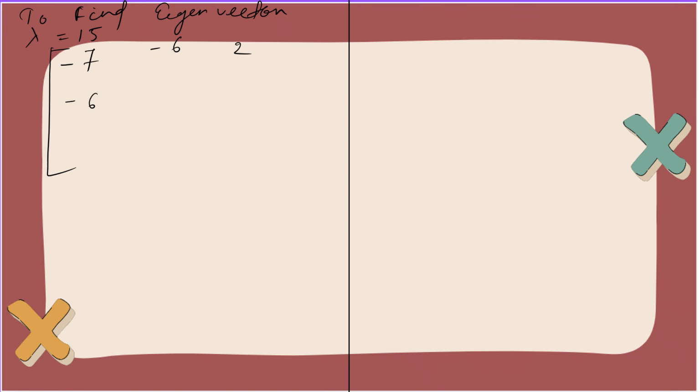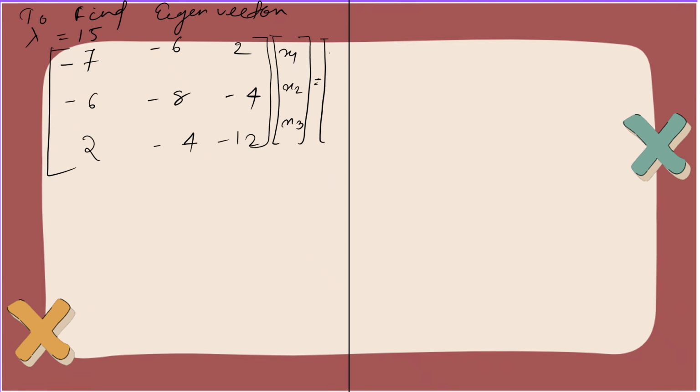This is minus 6, minus 8, minus 4, 2, minus 4, minus 12, multiplied into x1, x2, x3 equal to 0. Right. So now three equations are coming from this.